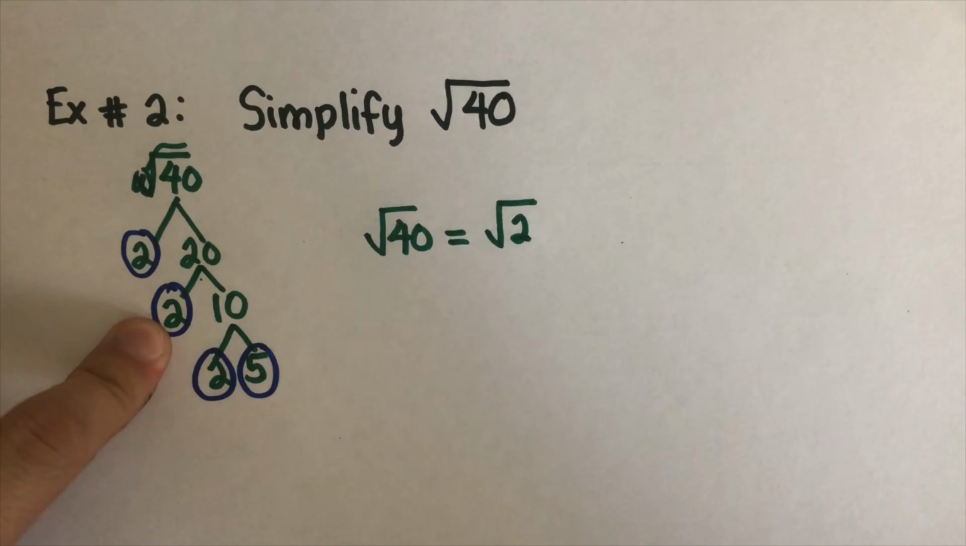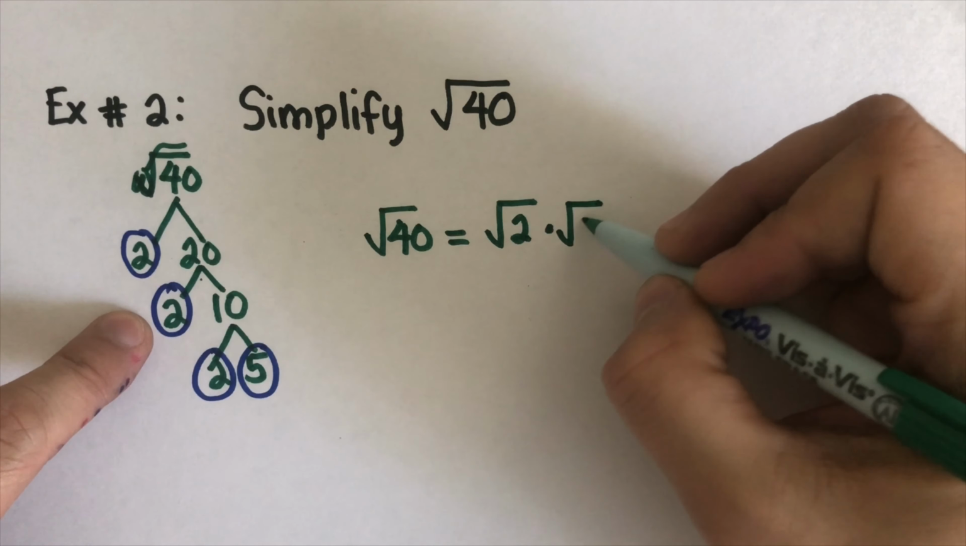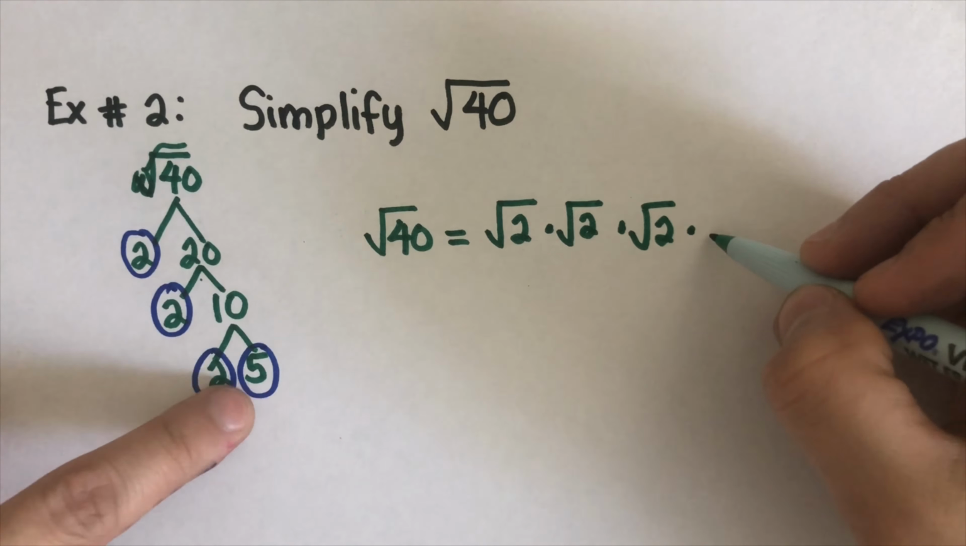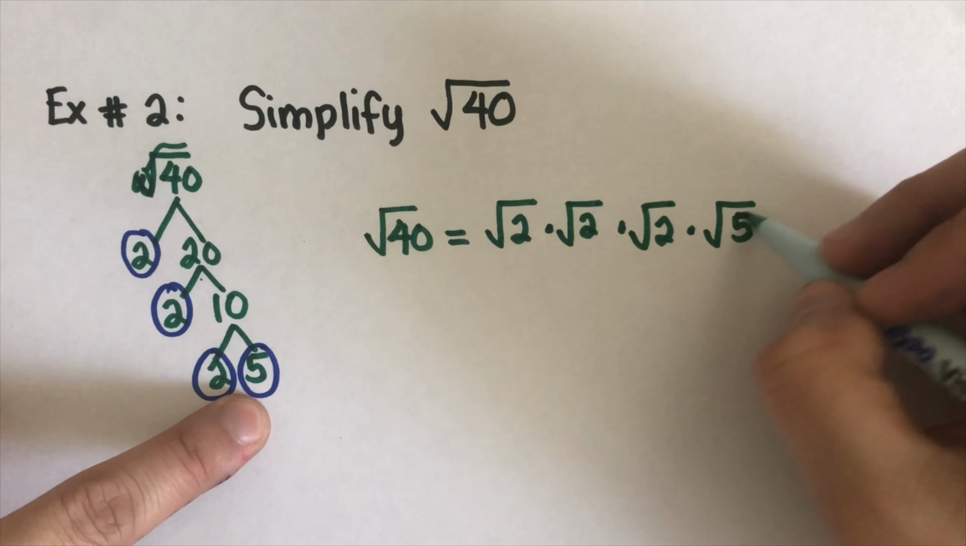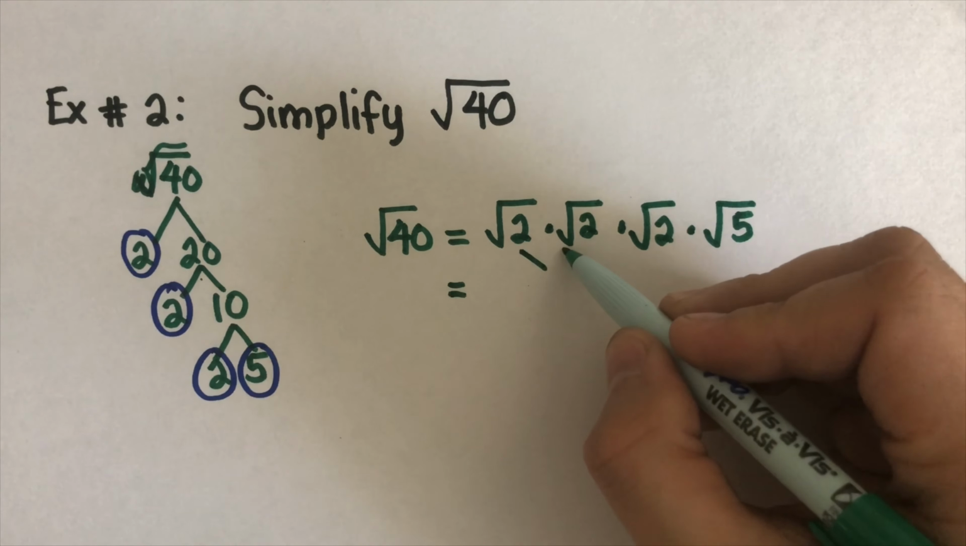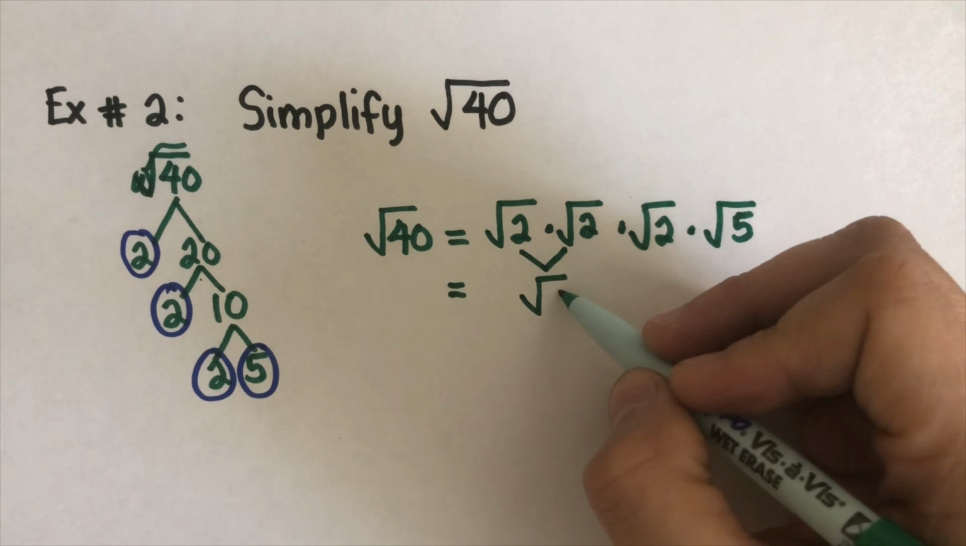Ordered them from smallest number to the biggest. So there's another 2 right here, and there is another 2 here, and there's a 5. Again, remember, we partner them up. So this 2 becomes partner. So this becomes square root of 2.